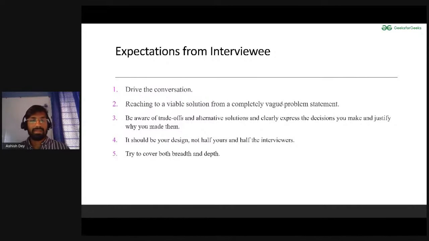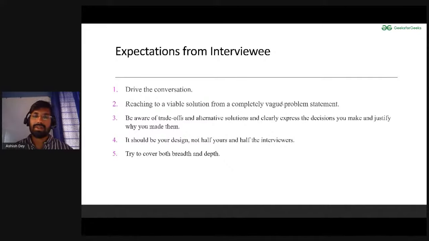Try to cover both breadth and depth. This is again very confusing, right? Breadth and also depth, how exactly would this look? It's a little bit confusing. So what does this mean? Breadth means we should know about a lot of systems. But for all systems, do we need to know the depth also? I would say yes, but not for all systems.